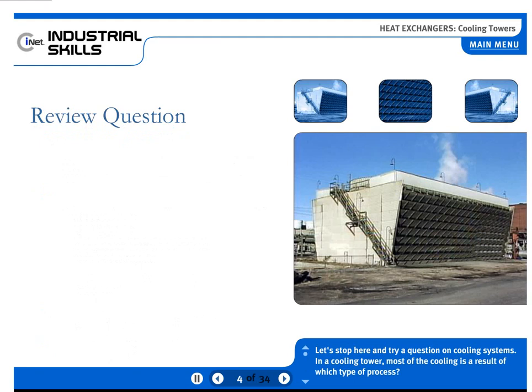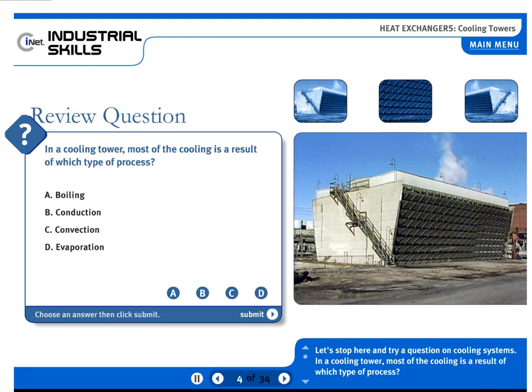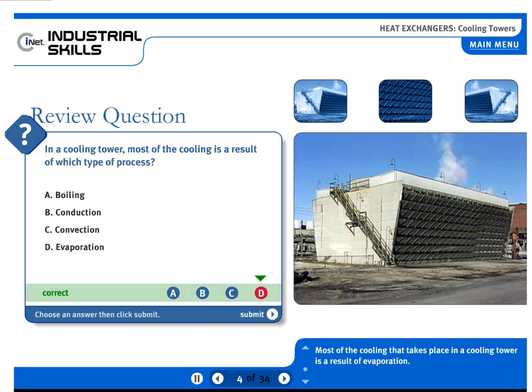Let's stop here and try a question on cooling systems. In a cooling tower, most of the cooling is a result of which type of process? That's not right. You're right. Most of the cooling that takes place in a cooling tower is a result of evaporation.